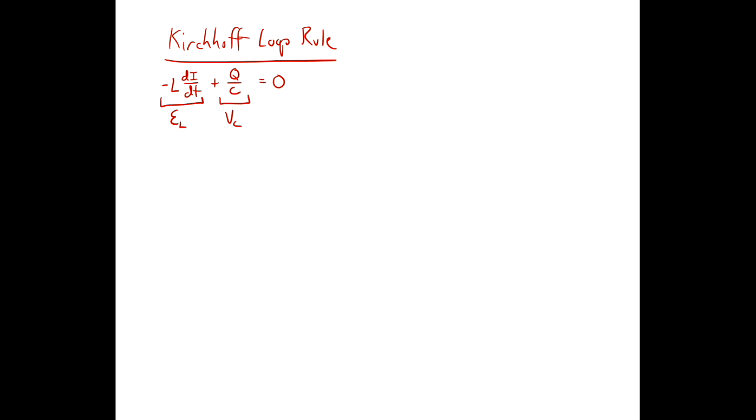So let's assume we're looking at the first part of the process. We're going to say I is decreasing because the charge on the capacitor is decreasing. So we're looking at the first part of the process, which means I'm going to write I as negative dq dt. And then we're going to plug that in right over here.